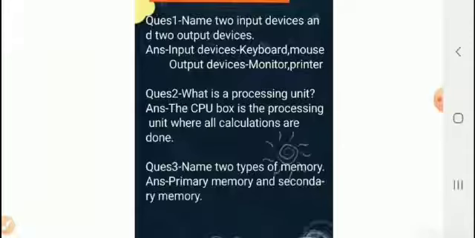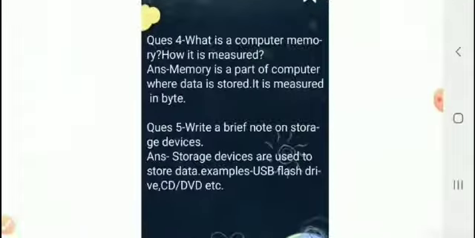Very easy questions these are, students. And once you have given a test also. Then what is computer memory? How is it measured? The memory is a part of the computer where data is stored. It is measured in bytes. Write a brief note on storage devices.